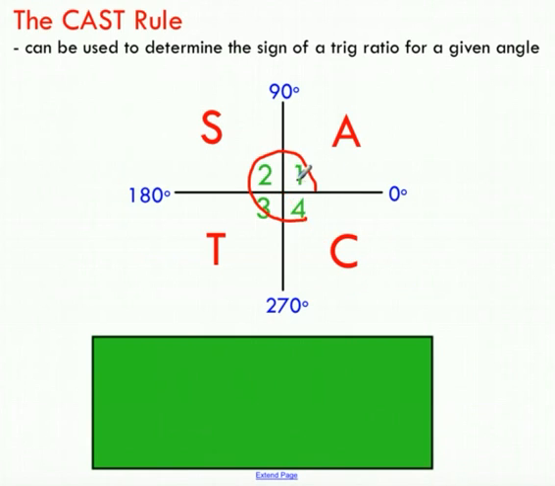Likewise, if I rotate my terminal arm through to, let's say, 160 degrees, between 90 and 180, we know that only sine is positive there. So if I had the cos of 160, we would know that would be a negative number. So that's what these letters stand for. C is cos, S is sine, T is tan, A is all. So all are positive here, and you can check that on your calculator.